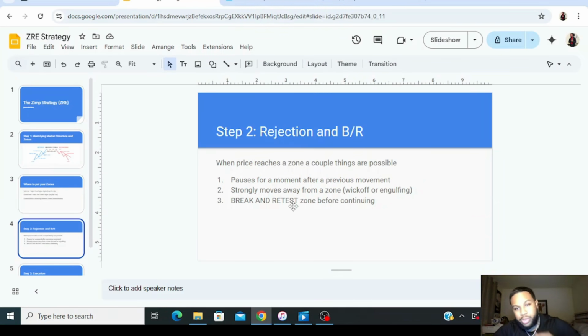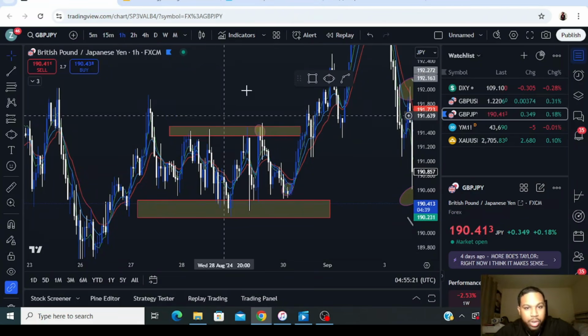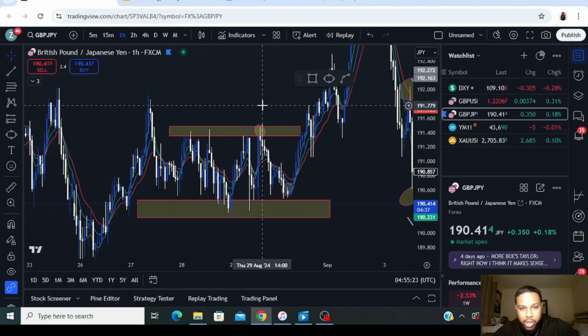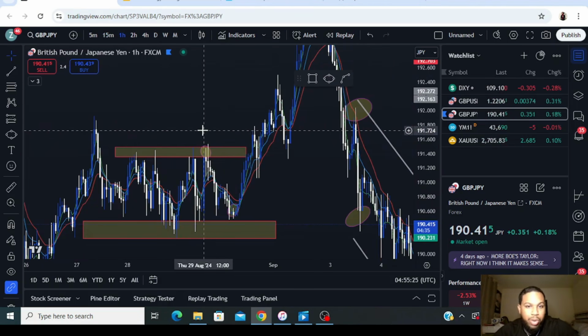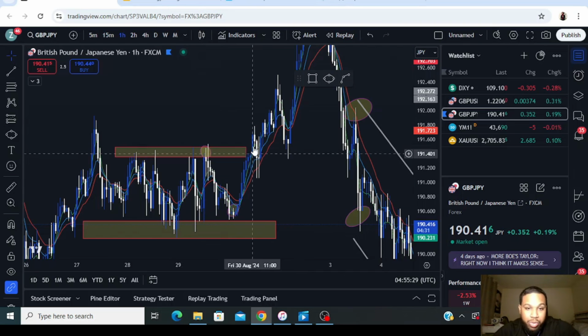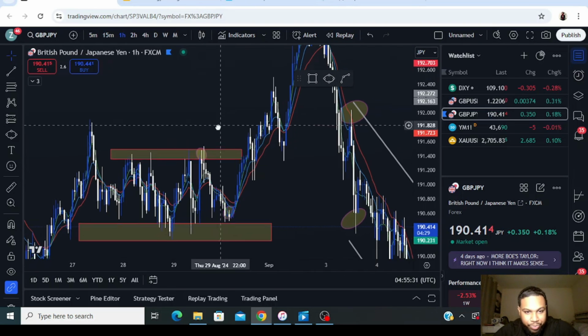Let's talk about number 3, break and retest. This is one of the strongest things you can learn in Forex trading. Why? Because break and retest zones are some of the fastest moves in the market and one of the most profitable. So let's go ahead and take a look at this right here.